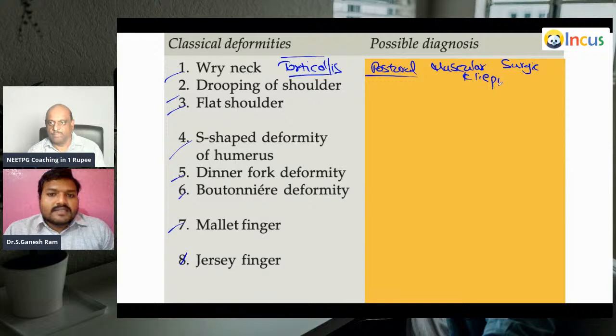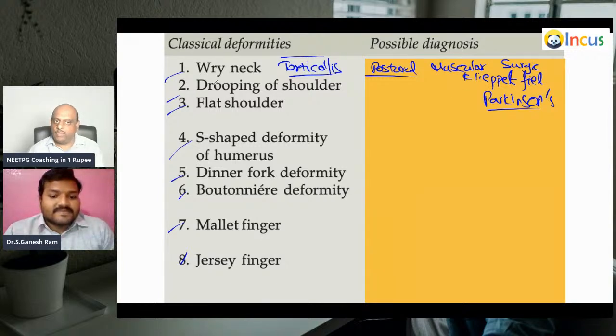And one more thing is, in the case of Parkinson's patients, those who are having dopaminergic treatment, they will develop cervical dystonia. In those cases also, the muscles will go into rigidity and torticollis will occur in those patients also.